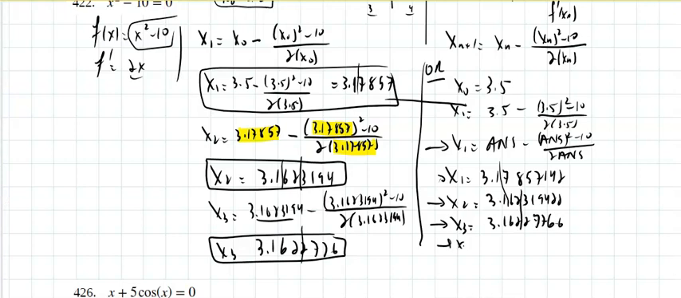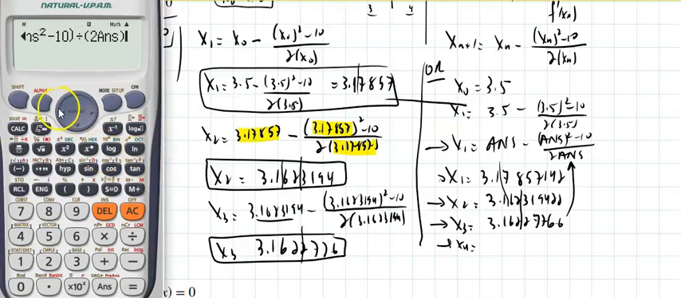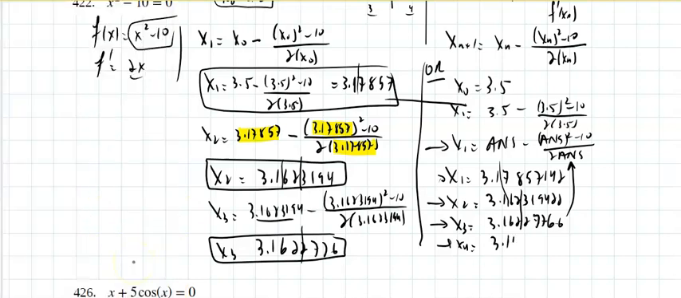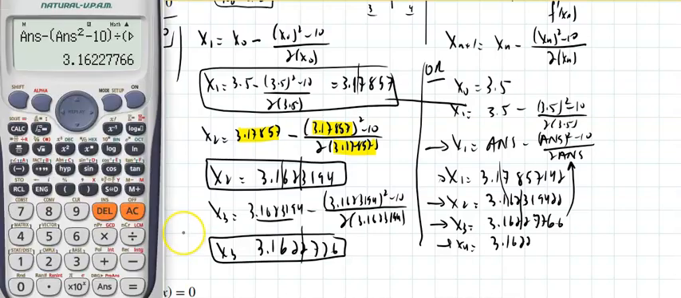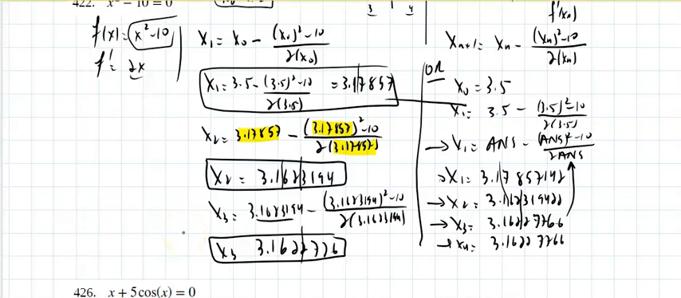How about x sub 4? Instead of me taking this, plugging it in, it's already stored in my answer. If I hit back, it'll replace answer by that and let the calculator do the work. Click back, and now what do we have? 3.16227766. Now I got it accurate to 8 decimal places. I want it to 5. 1, 2, 3, 4, 5.